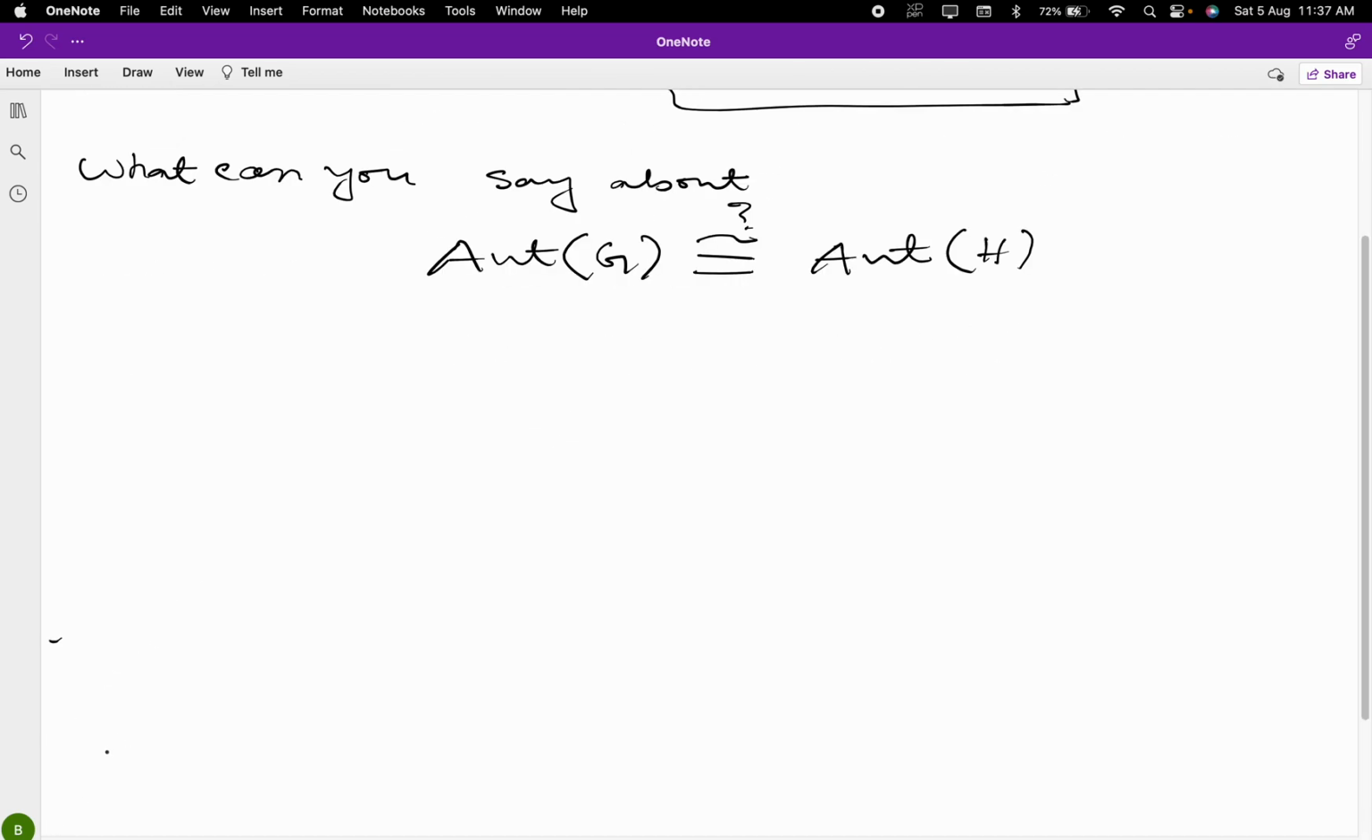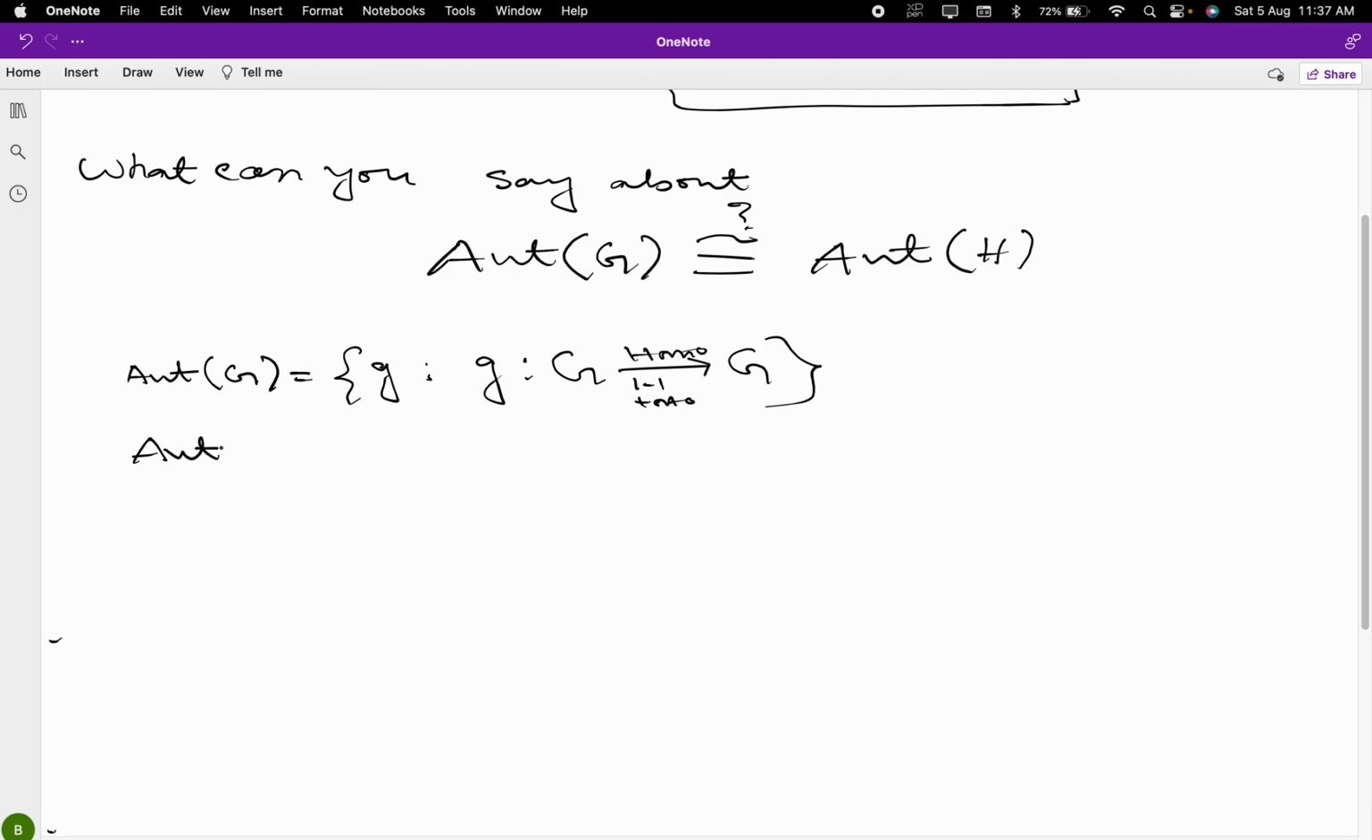Let's try to observe. Before that, what is automorphism? Let's define automorphism. Automorphism of G is all those g, where I am taking g as a function, not an element of G, such that g from G to G is a bijective homomorphism, that means one-one and onto. And automorphism of H is all those functions h from H to H, homomorphism, one-one and onto.